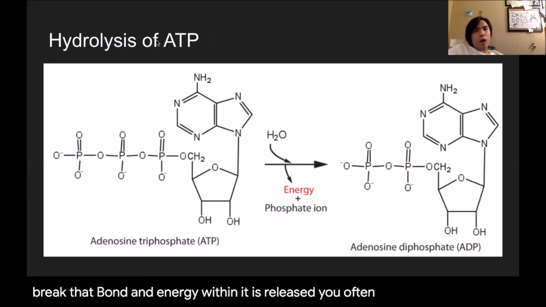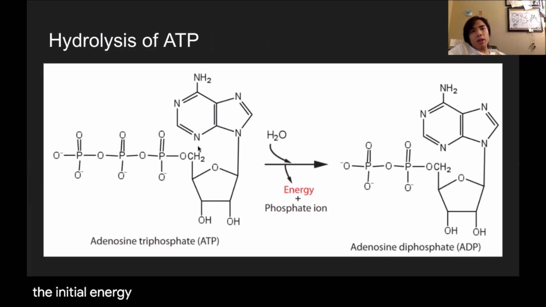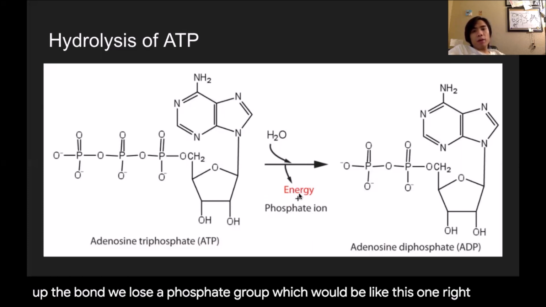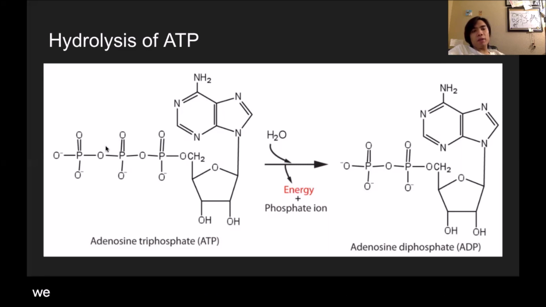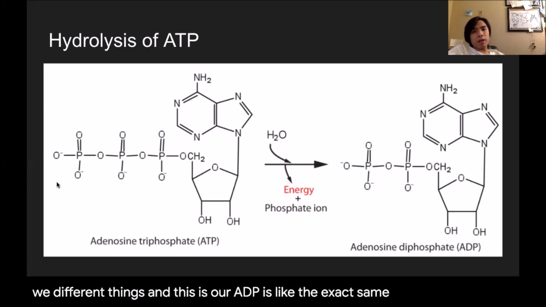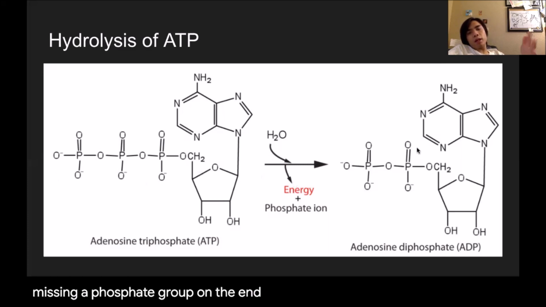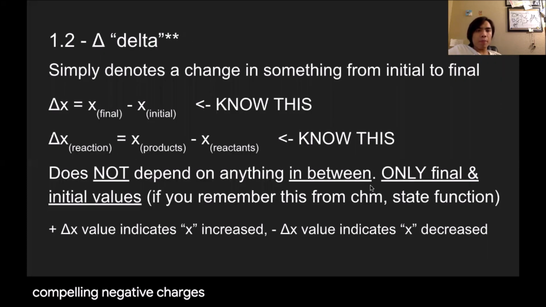We often use water to provide the initial energy needed to break up ATP. So we add the water that helps break up the bond. We lose a phosphate group, which would be like this one, right? But we also gain the energy within, which can be used to do different things. And this is our ADP. It's like the exact same thing, but it's missing a phosphate group at the end. And it's more stable because it has less repelling negative charges.